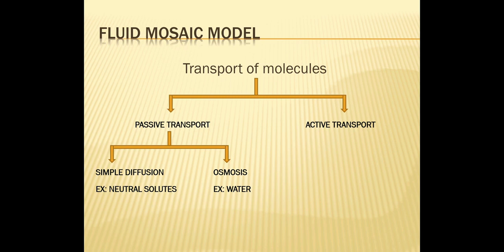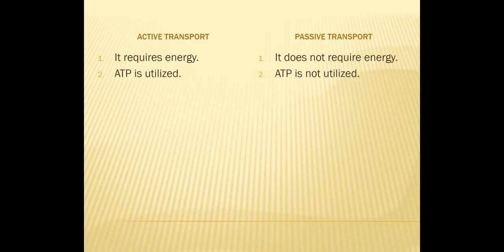Now, talking about the difference between active transport and passive transport. In active transport, energy is required. In passive transport, energy is not required. So, as in active transport energy is required, what is utilized is ATP. And in passive transport, as energy is not required, ATP is not utilized.